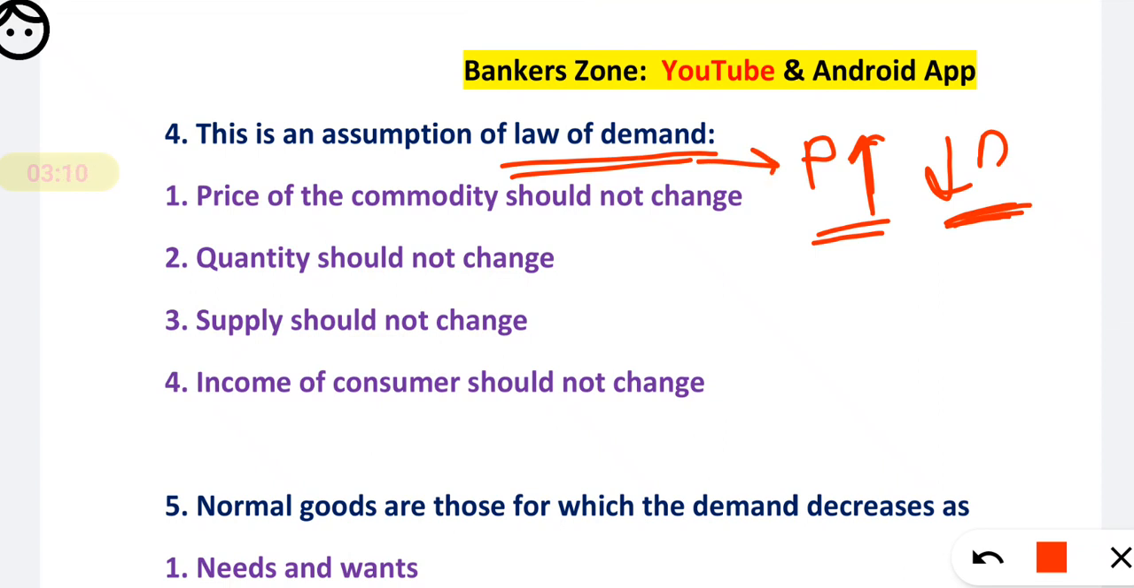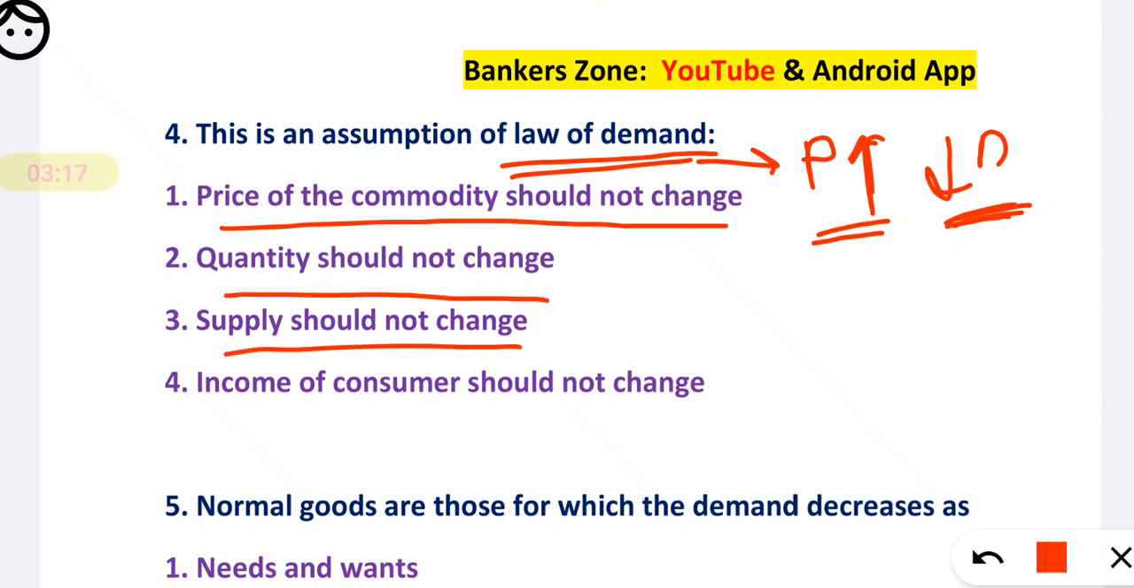First option, the price of the commodity should not change. Second option, the quantity should not change. Third option, supply should not change. And the fourth option, the income of consumers should not change. So friends, the correct answer is the fourth option. Why? The basic law is that when price increases then demand decreases.